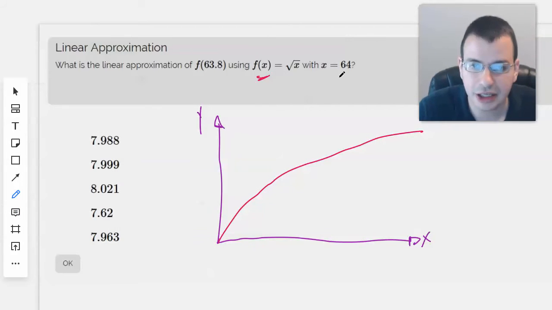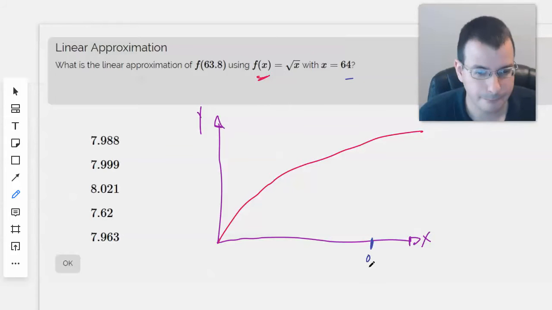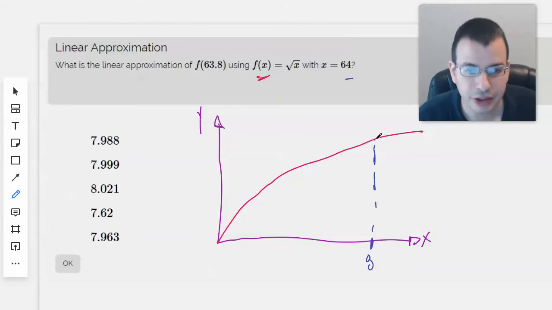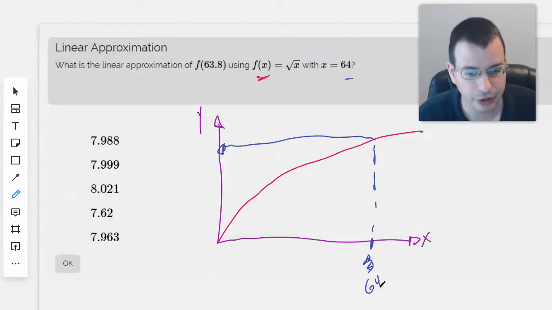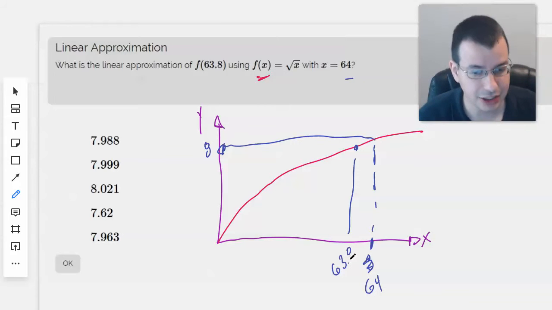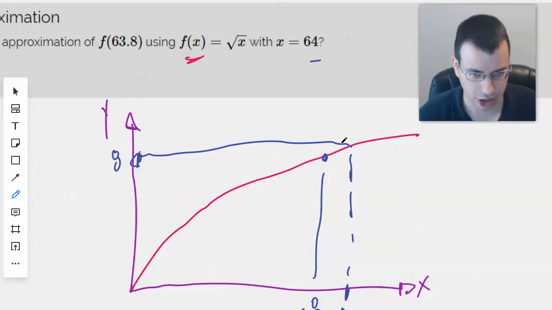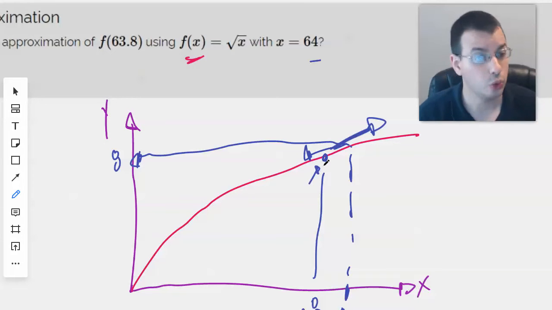The square root of 64 is 8, so we have this point here: 64 goes over to 8. But it's telling us that we're not at 64, we're instead at 63.8. It's like using a tangent line from here to find this value right there.